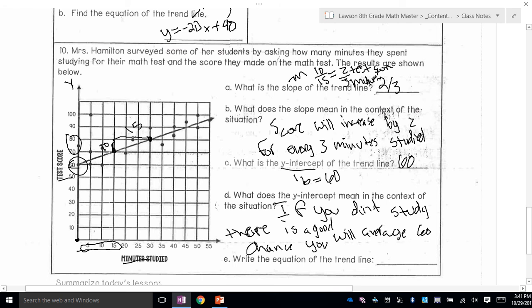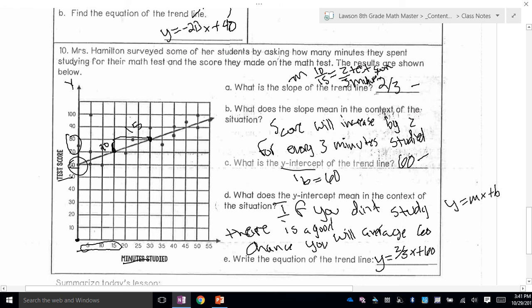Okay, and then we're going to write an equation. We already found our slope, m, which was here, and our y-intercept, 60. So we just need to fill those into our equation. y equals 2/3 x plus 60, because we know that our equation is going to be y equals mx plus b.